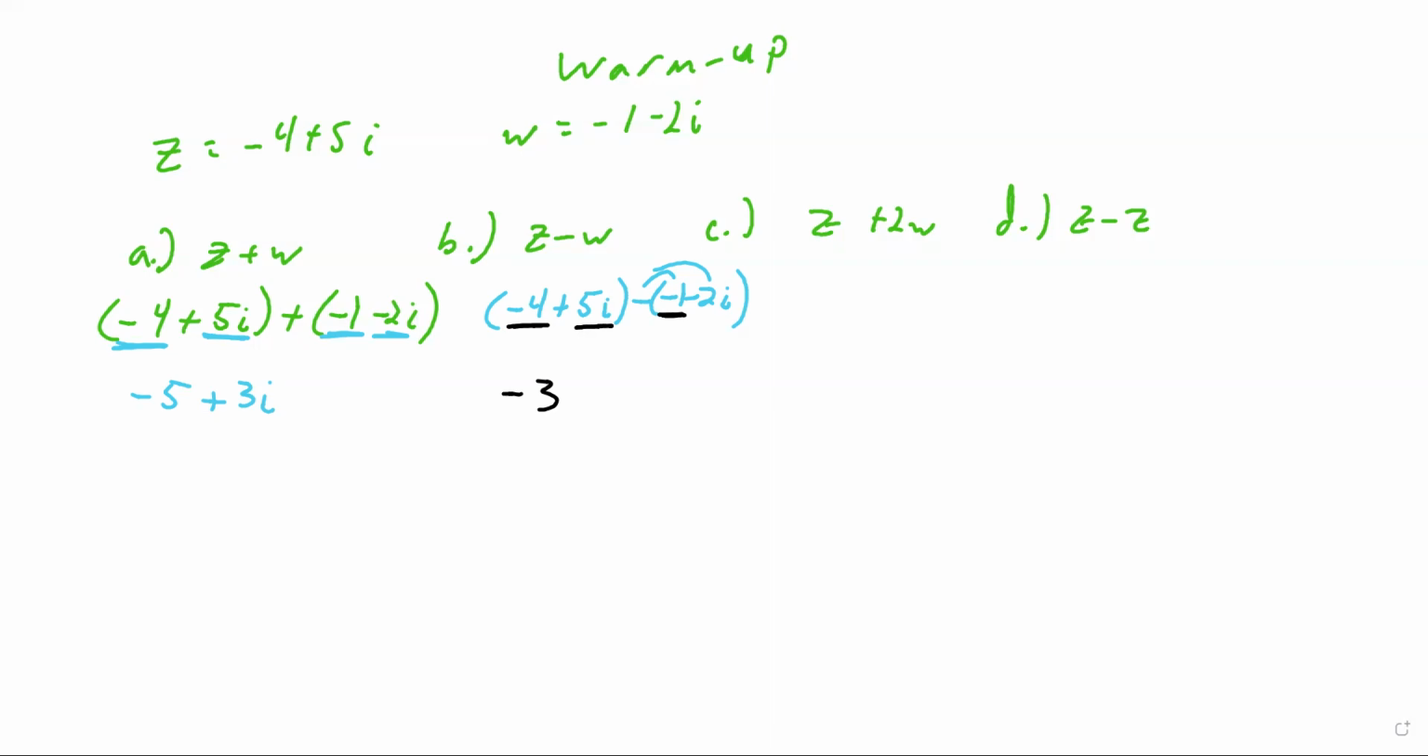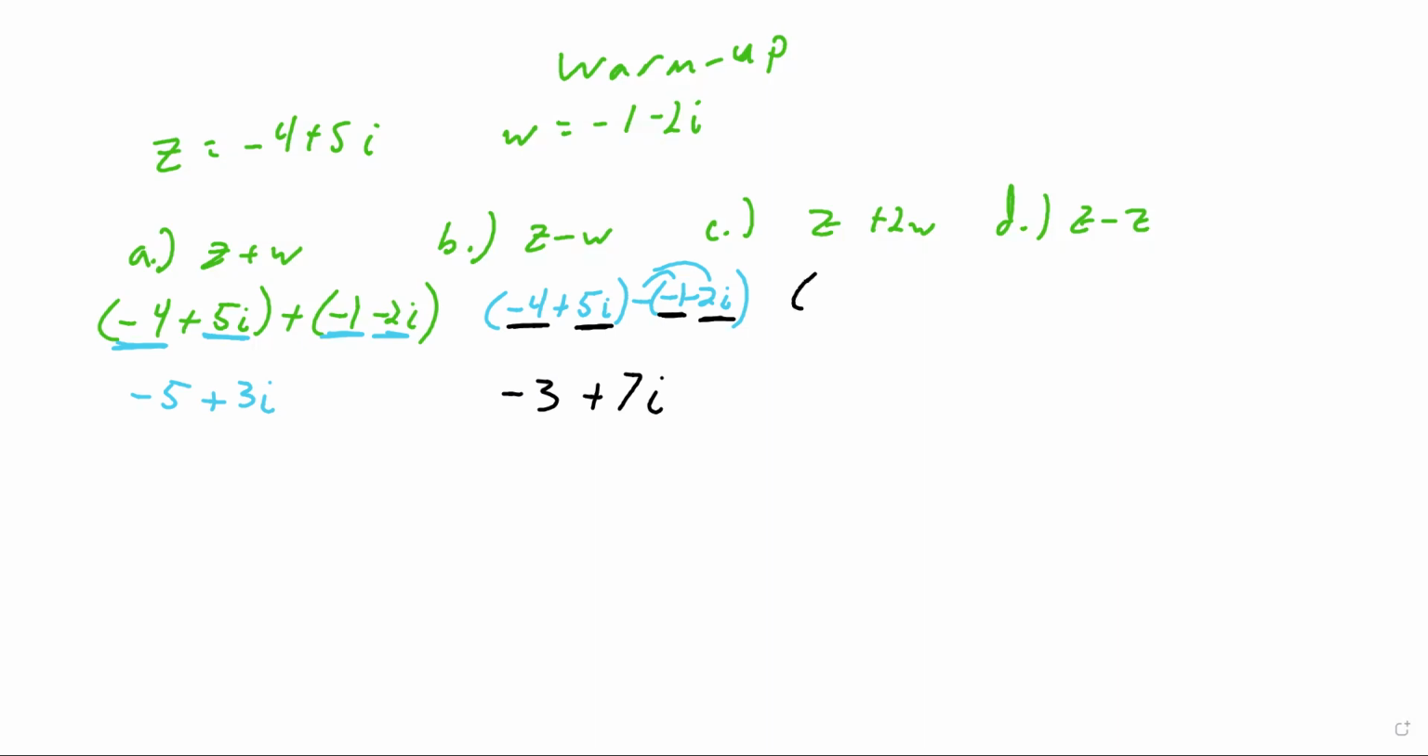And then what is 5i minus -2i? What's the minus negative going to do? Plus, so what's 5i plus 2i? Ends up being 7i. Questions? All right. Then we get to this one.